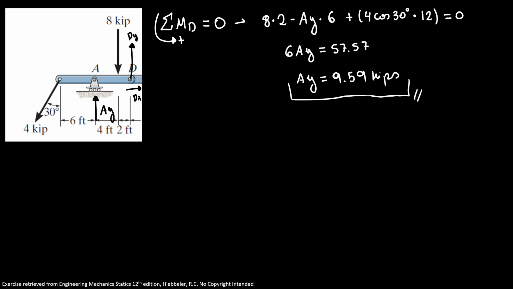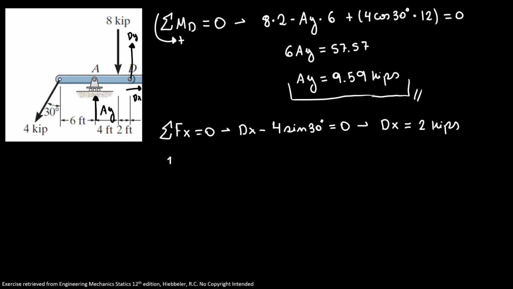Now we're gonna find dy and dx because we're gonna use them in the other side of the beam. So here we have sum of forces in x is equal to 0. We have dx minus 4 sine of 30 degrees is equal to 0. So here we have dx is equal to 2 kips.